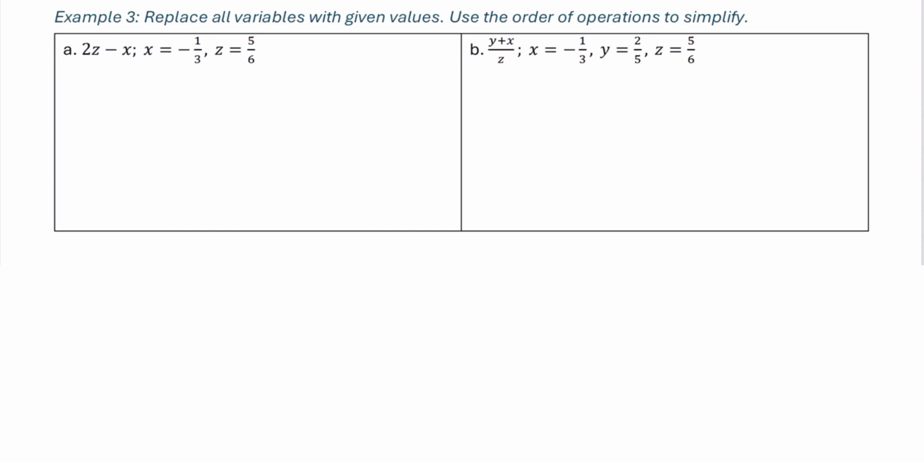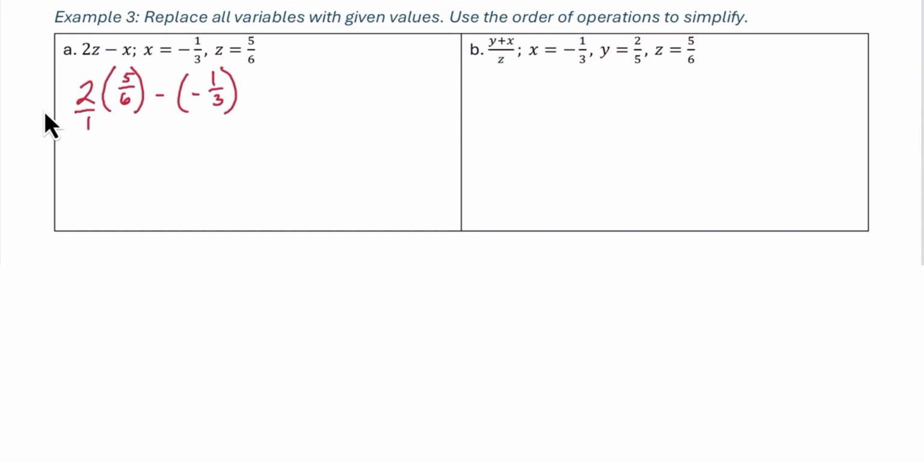In example 3, we are making substitutions and then following the order of operations. We have 2 times z. Z is 5 over 6 minus x, which is negative 1/3. So we make our substitution, and now order of operations. There's nothing to simplify inside the parentheses, so we can move on to multiplication. Here we have 2 times 5/6. If it helps, think of that as 2 over 1, if we want to make that 2 look like a fraction.